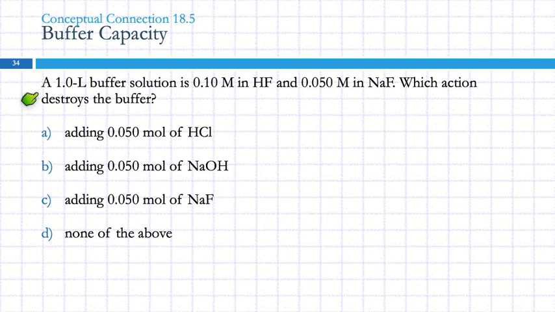But what's going to destroy the buffer? So we have 3 choices here plus none of the above. So let's look and see what's different about these. Well, they're all adding the same number of moles of stuff. What they're adding is different. Here we're adding a strong acid, here we're adding a strong base, and here we're adding a salt. Does this salt have any acid-base properties?